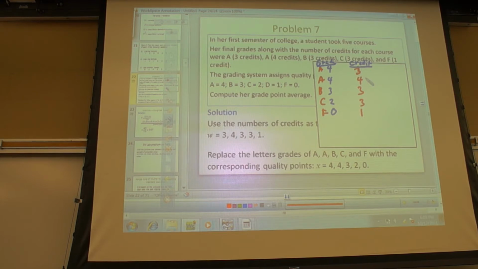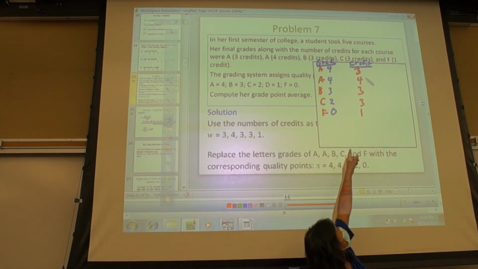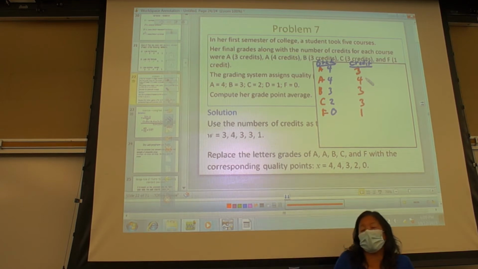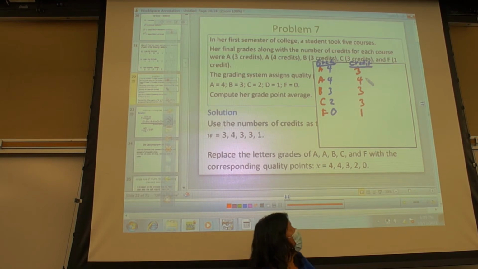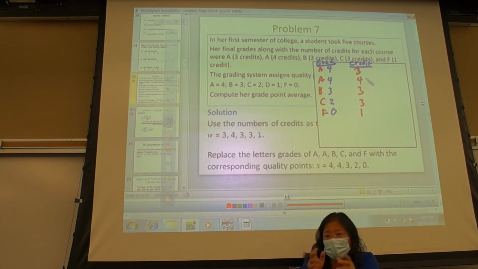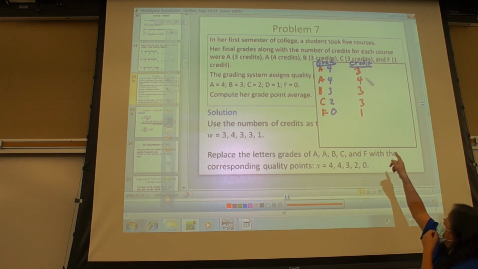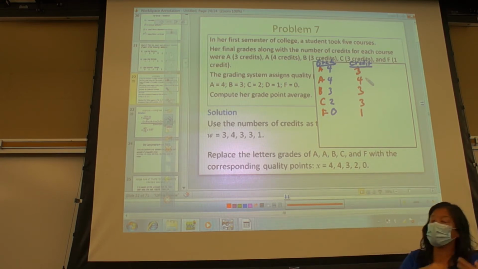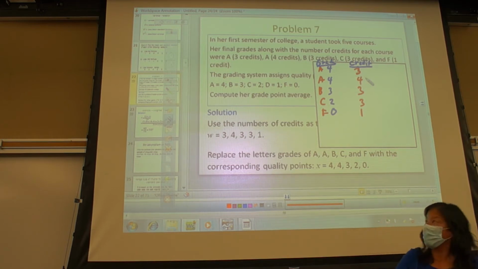Remember, the credits tell you how many you have. So my credits, I have 3 credits. That means I have really 3 little A's, 3 little 4s that I need to average. The next one I have 4 A's, so I have 4 little A's running around, 4 4s I need to average. Then I've got 3 B's, so I have 3 3s that I need to average. And then I have 3 C's, so I have 3 2s. And I have 1 0. I need to average all those together.